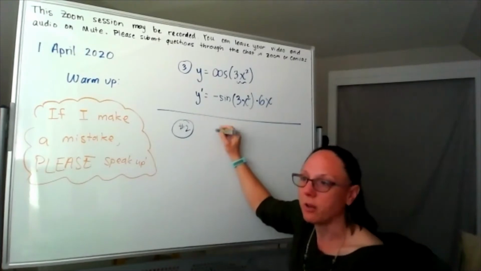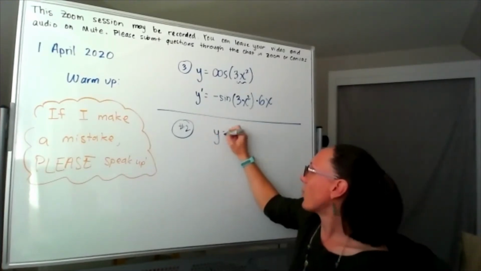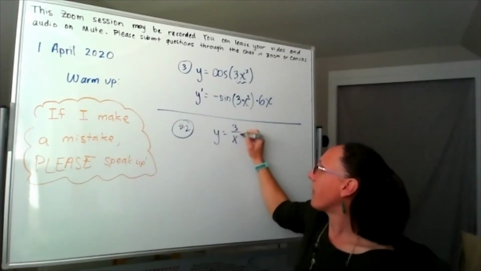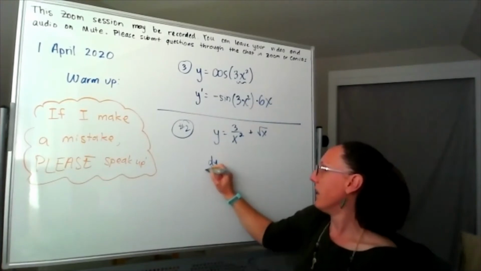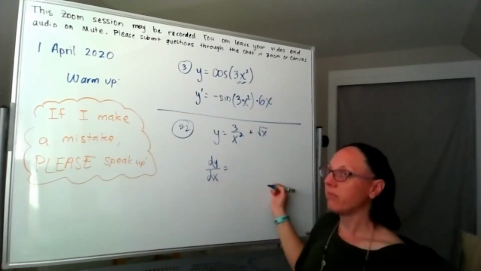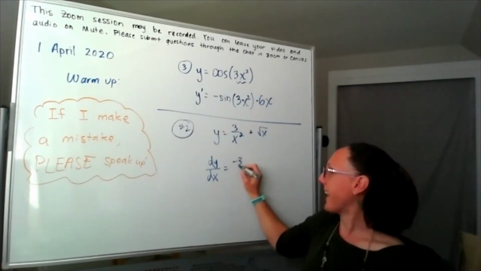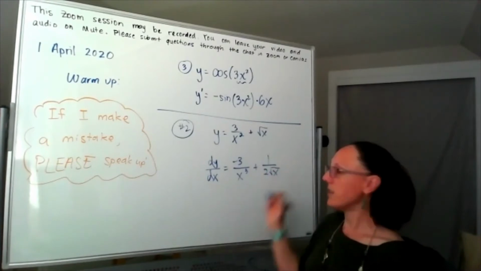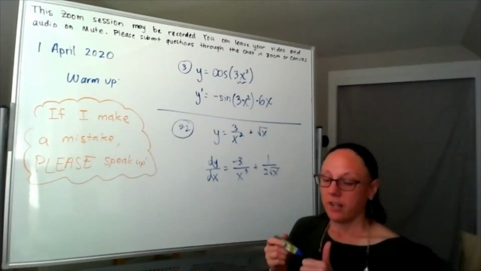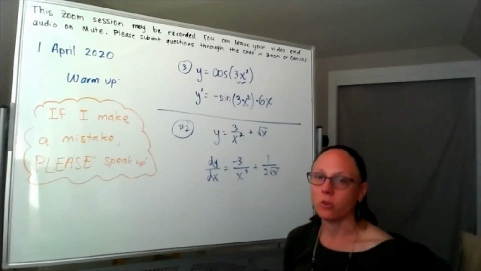So I'm going to rewind back to number 2. And there was a question about, could I have written the answer in a different way? For sure. So this was y equals 3 over x squared plus the square root of x. And based on the answer we got, we could have also written this as negative 3 over x cubed plus 1 over 2 root x. In terms of would you get full credit either way? Absolutely.